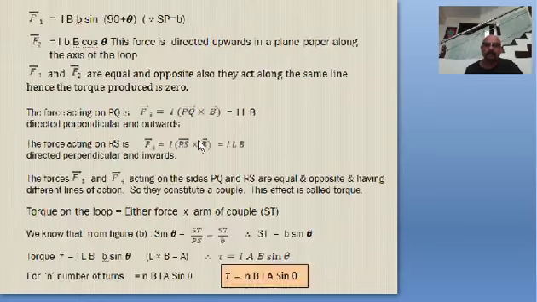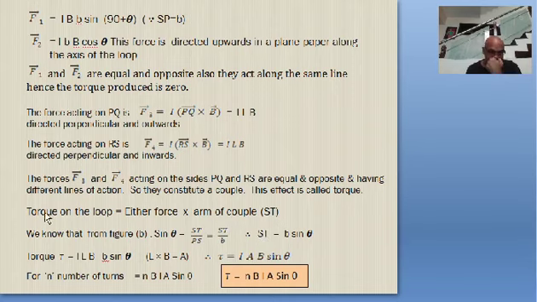So therefore, coming to the torque, notice this one, dear students. F3 and F4 act on the sides PQ and RS. They are equal and opposite and having different lines of action, so they constitute a couple. This effect is called torque. So what is torque? Torque on the loop is equal to any one of the forces into the arm of the couple, that is the perpendicular distance between the two forces.